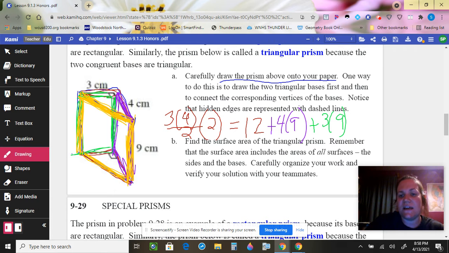Because I know it's 9 times something, right? So how do I find that? I hope you guys are saying Pythagorean theorem. How many of you remember your Pythagorean triples? If you remember your Pythagorean triples, you can go ahead and plug that number in.